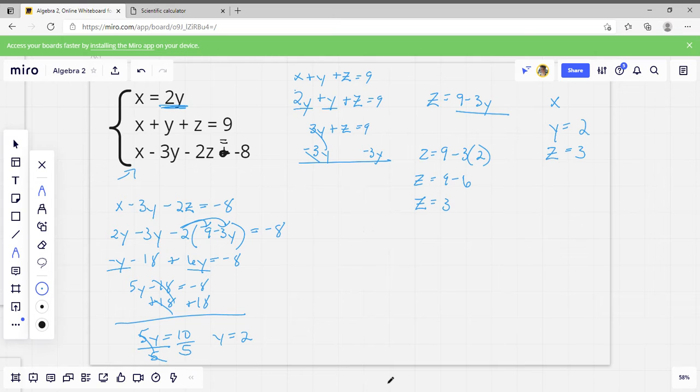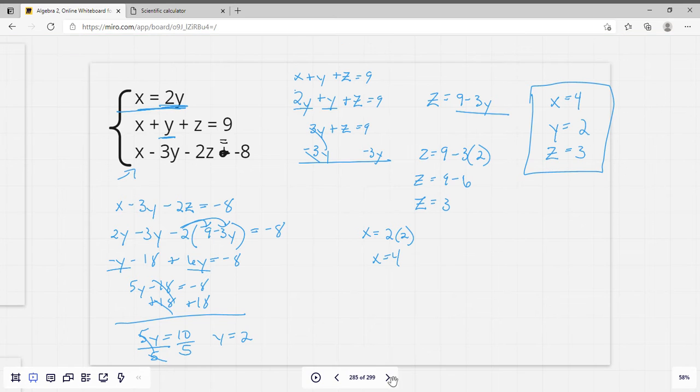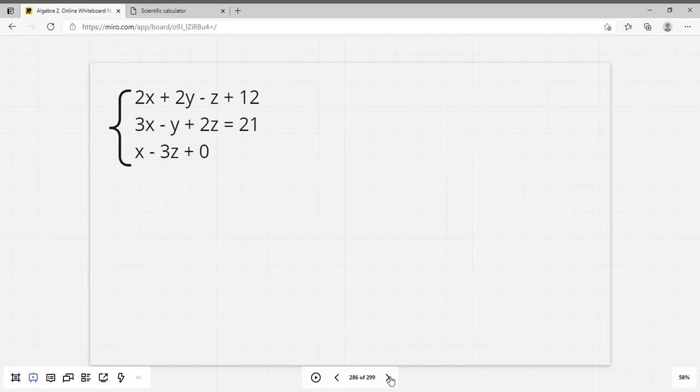And now I can figure out what x is. X equals 2y, and y is 2. 2 times 2 is 4. So we have 2, 3, and 4. Alright, so these are pretty easy. You just have to first find one with an x there. Solve for one variable, then solve for y, or z, or whatever you can solve for. Then just break it down to where you've only got one variable at a time.